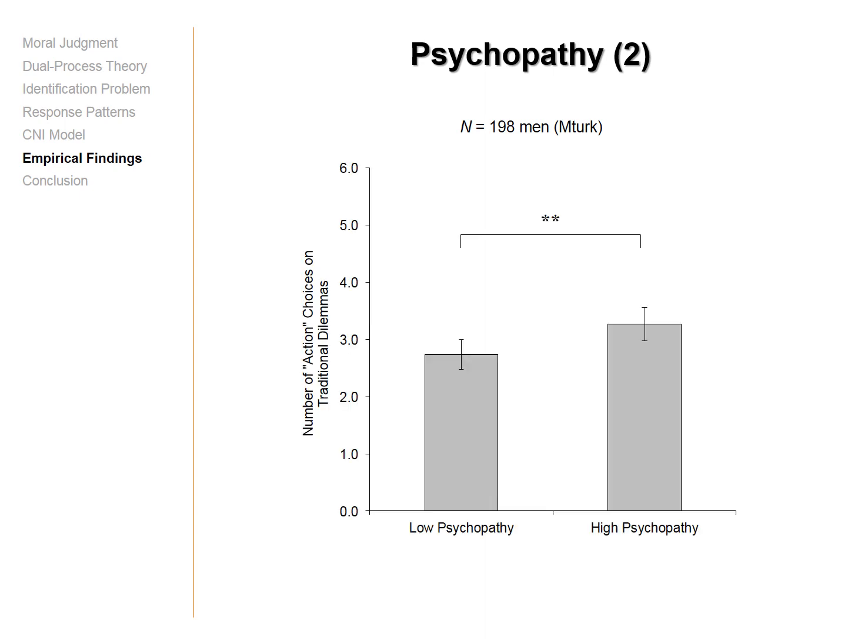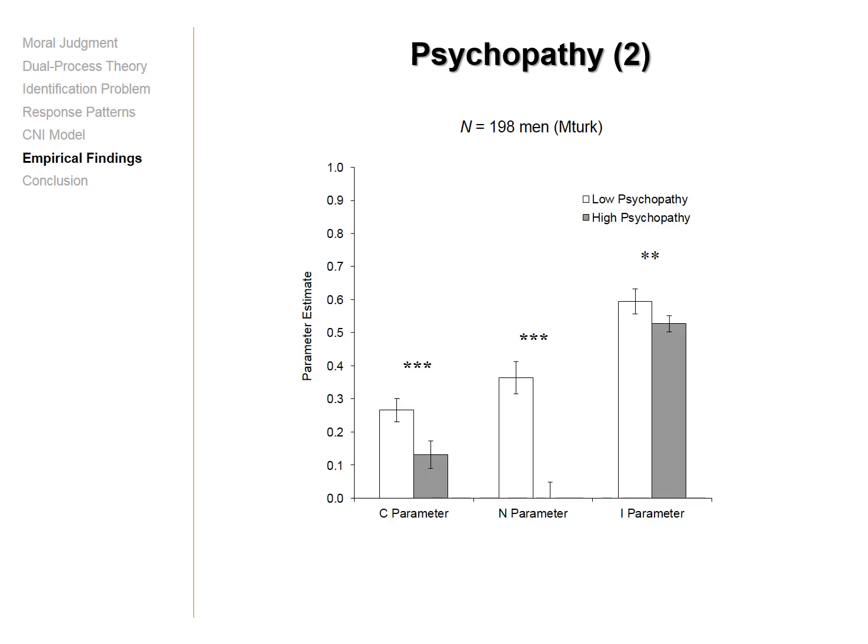In this study, we did replicate the finding of earlier studies, showing that participants high in psychopathy were more likely to show action choices in traditional trolley-type dilemmas compared to participants low in psychopathy. But more importantly, we also replicated all the findings with the CNI model. The strongest effect again occurred for the N parameter, showing that participants high in psychopathy were less sensitive to moral norms than participants low in psychopathy.